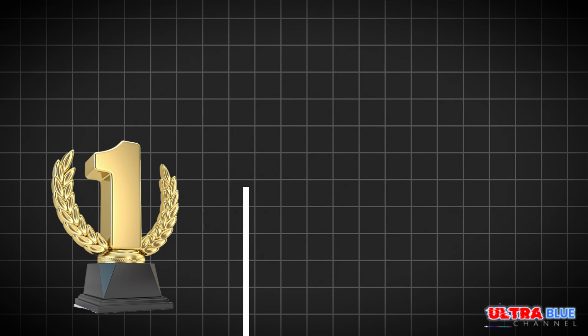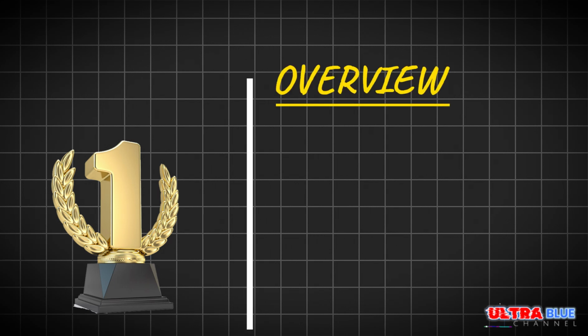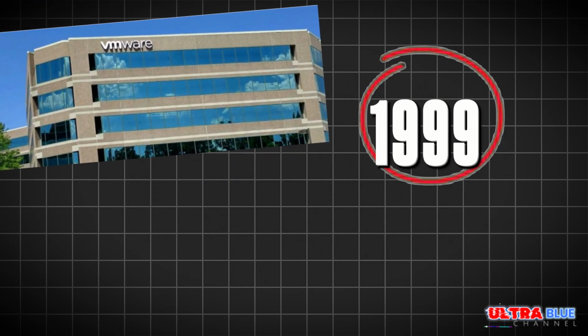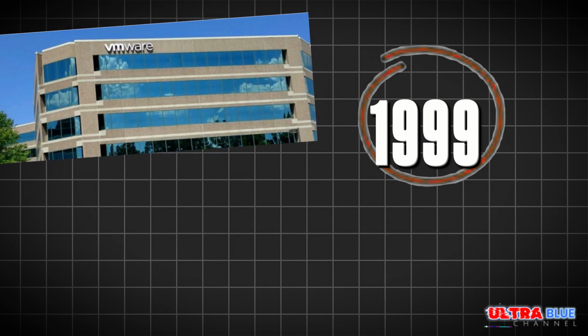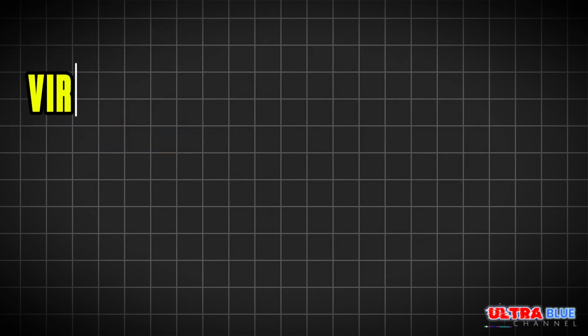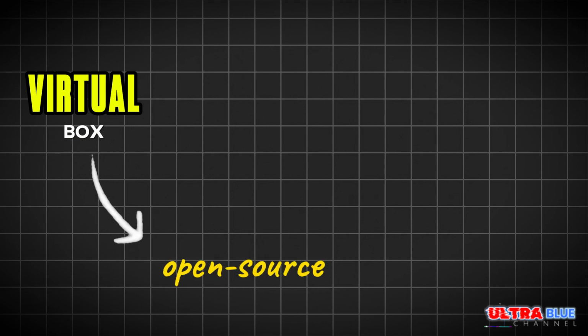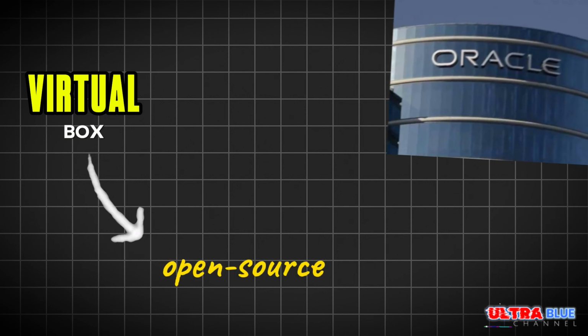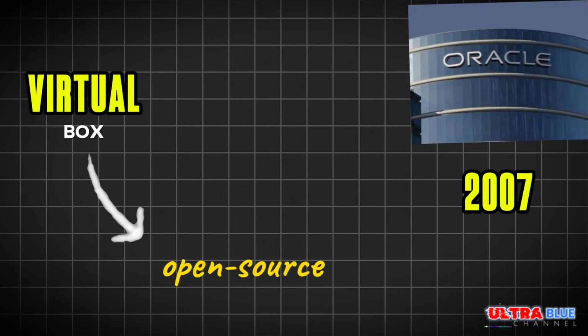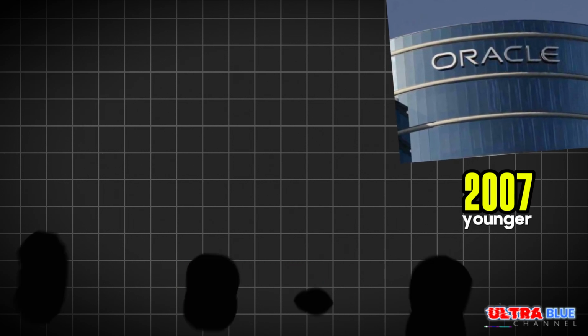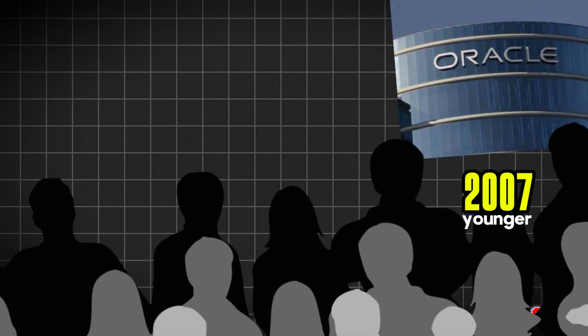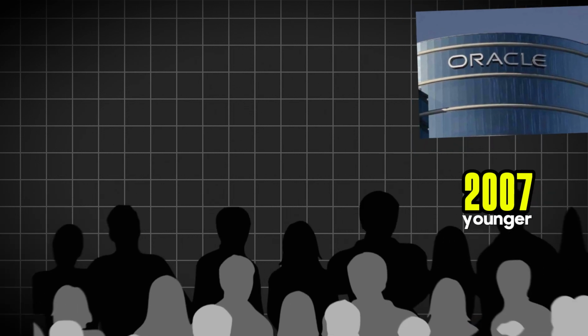First, let's start with an overview. VMware Workstation is a commercial product developed by VMware. It was first released in 1999, making it one of the earliest desktop virtualization products on the market. VirtualBox, on the other hand, is an open source solution developed by Oracle, originally released in 2007. Despite being younger, VirtualBox has gained a large following due to its cost-free usage and extensive features.